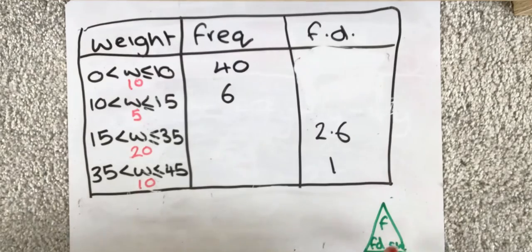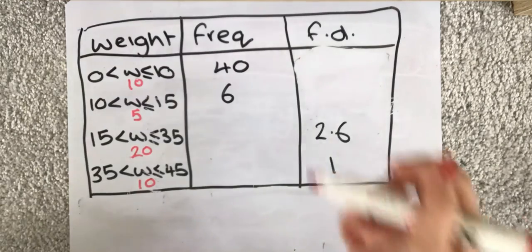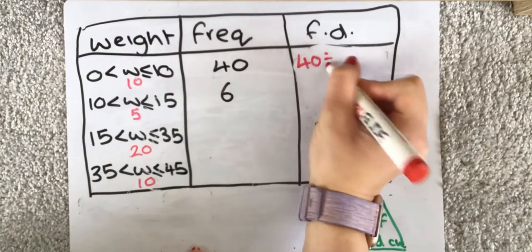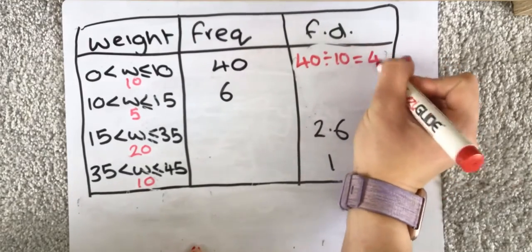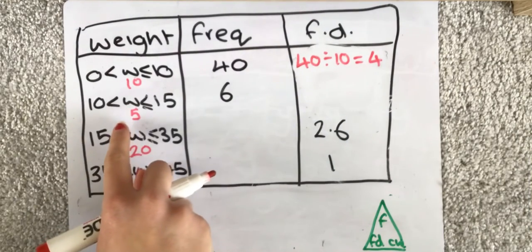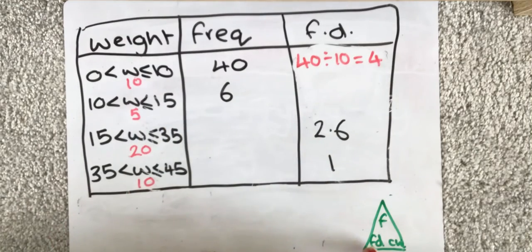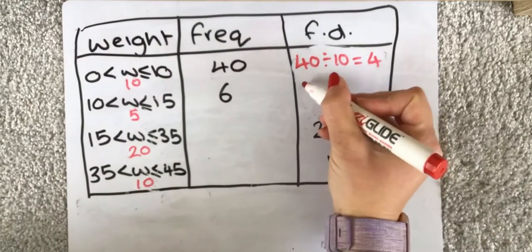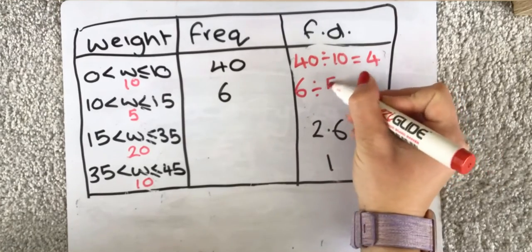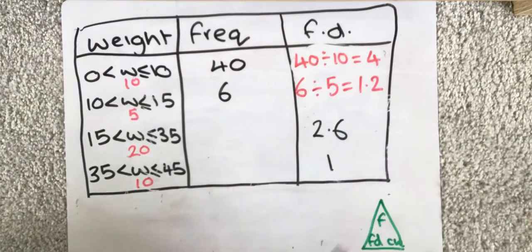So to find my frequency density, I'm doing frequency divided by class width. So I'm going to do 40 divided by 10, which just gives me 4. To find my frequency density again, we're doing frequency divided by class width. So I'm doing 6 divided by 5 to get 1.2. Do not worry, with histograms, you are likely to get decimals. Okay, don't panic. Frequency density is more than normally decimals. It's weird when it's all whole numbers, okay? It does happen some of the time, but generally they will be decimal numbers.